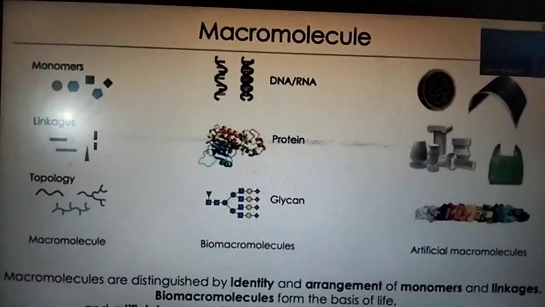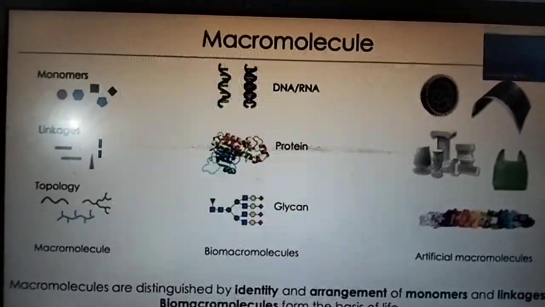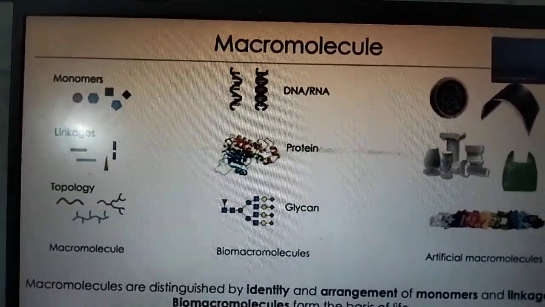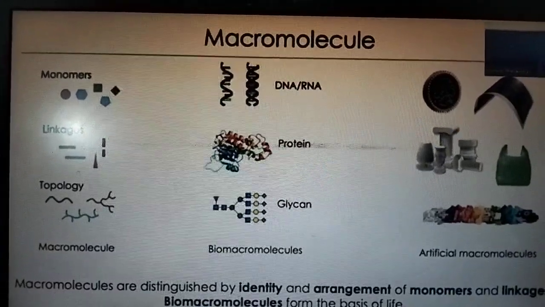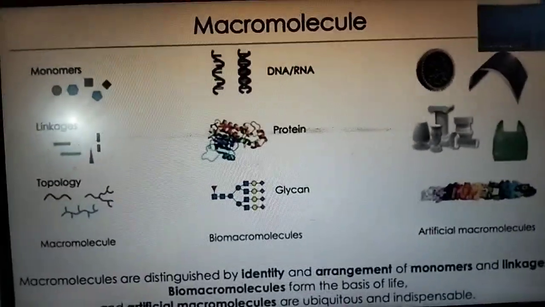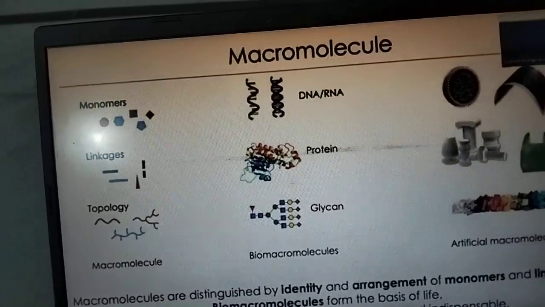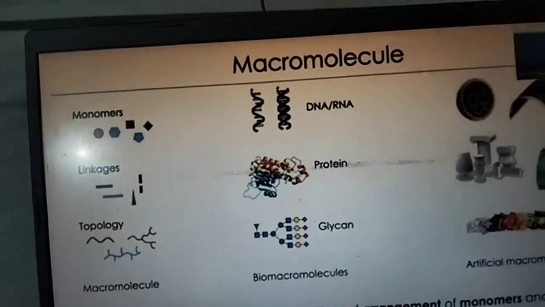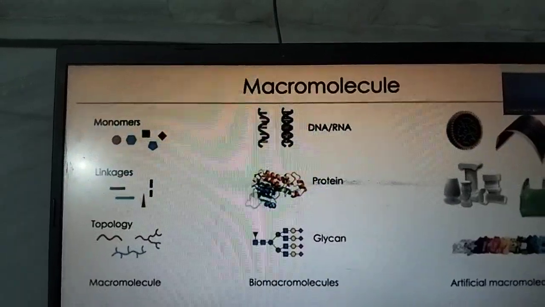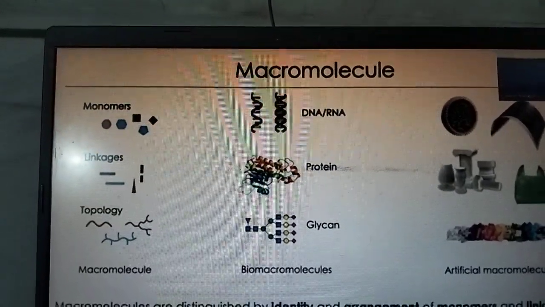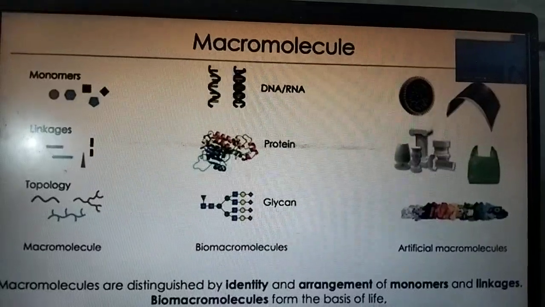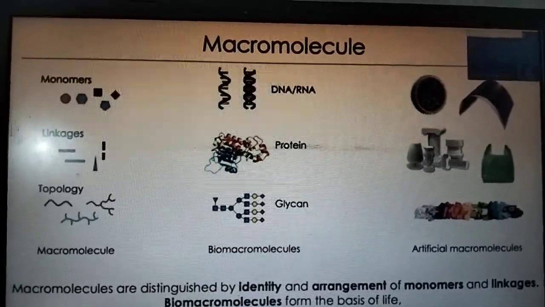So macromolecules are made of monomers, linkages, and topologies. There are two kinds: biomolecules and artificial macromolecules. Macromolecules consist of monomers, linkages, and topologies. Examples of biomolecules are DNA, RNA, protein, and glycan, such as sugar. Artificial macromolecules are the artificial ones, and these are examples of them.